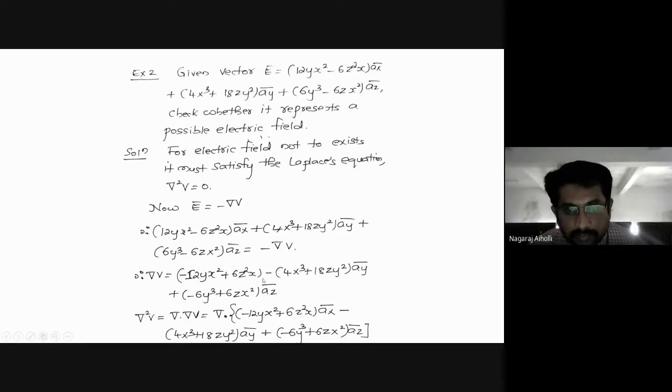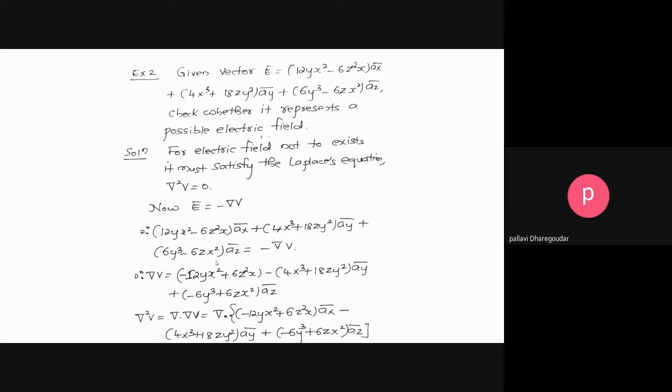Just a minute. Here we are multiplying inside. This is minus del V. Minus del V means here you are multiplying with minus. So minus into plus is minus. See this equation, the first equation, whatever you have written at the beginning. So it is minus into plus, minus 6y cube. Minus into minus is plus 6zx square. Clear, right? Darigowdar? Yes, sir.